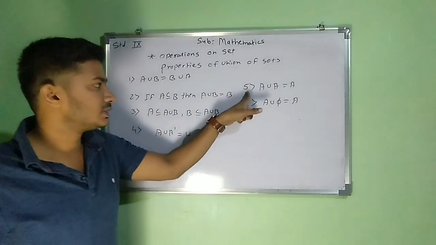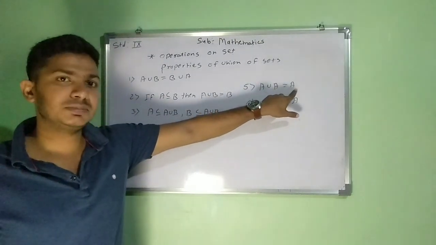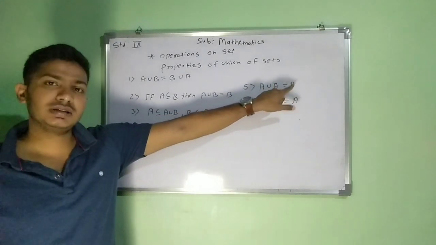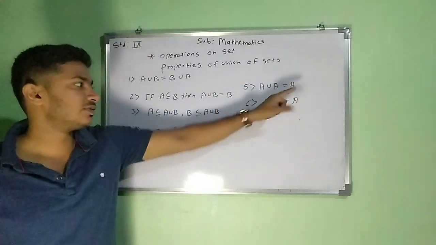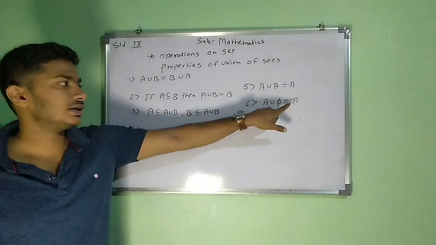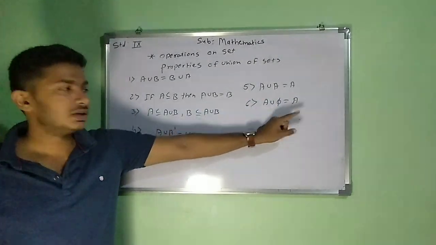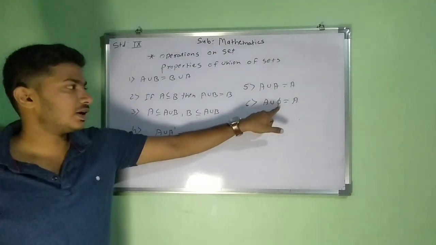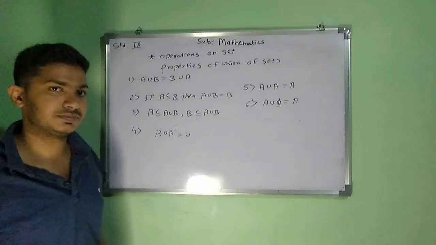that means the union of a set with its own complement is the universal set. And the fifth one is A union A is equal to A. That means if you take a union of the same set with itself, that will be that set itself. The sixth one is A union phi, that will be equal to A. That means if you take a union with no element, that means phi, that will be that set itself.